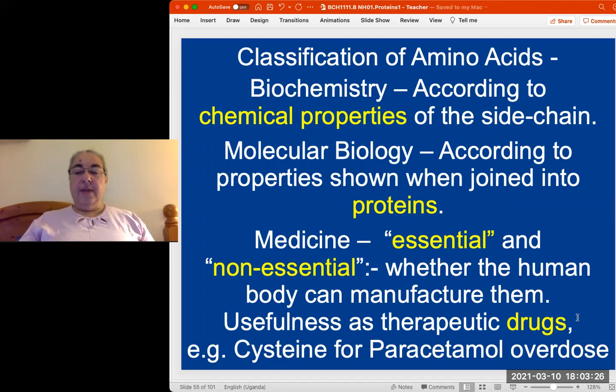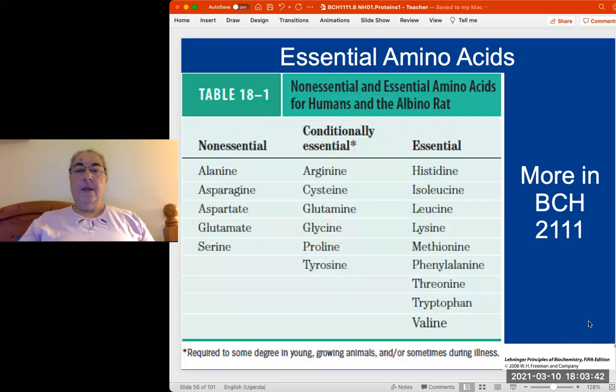And some amino acids can even be useful as drugs. And I'll be mentioning some of those. An example I've given here is cysteine, which can be used to treat paracetamol overdoses. Okay, so here is a table from Lehninger of essential and non-essential amino acids.